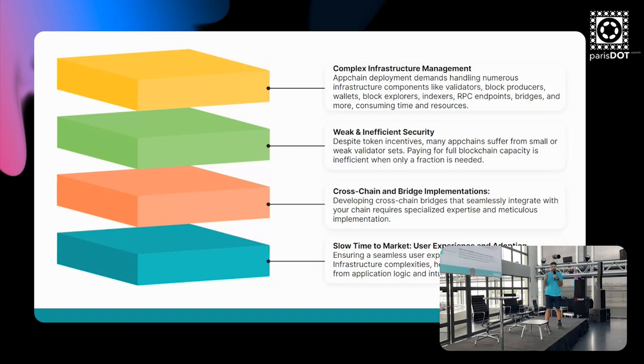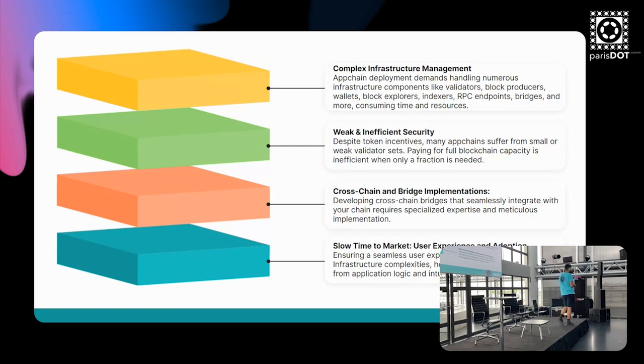When you're building an app chain from scratch, let's say you put a proof-of-stake model on top of your app chain. Because you're starting, you're not going to have a lot of security guarantees. You might need to have a low number of validators, or for example, you might need to pay for full blockchain capacity, while you still might just use a percentage of it.